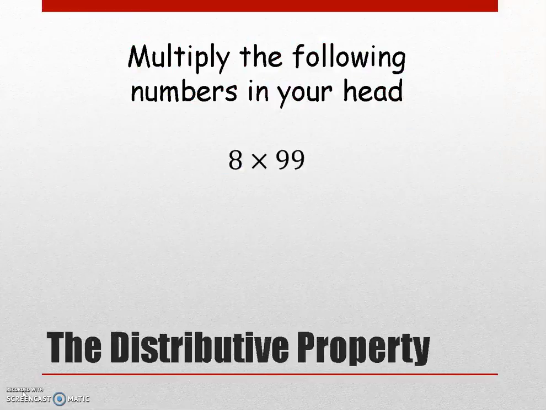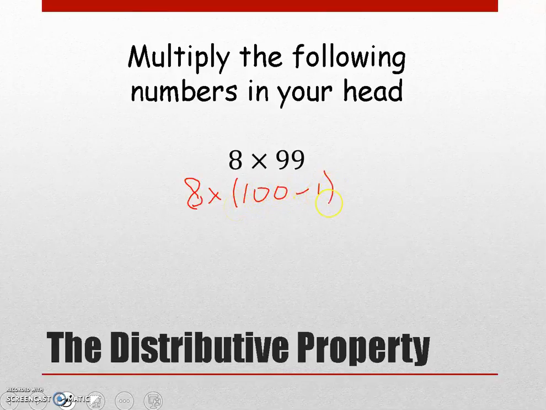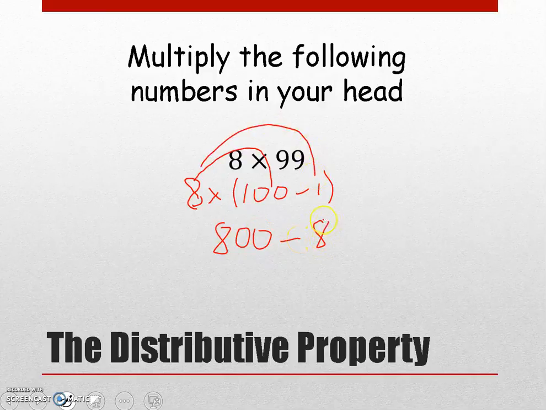Let's start with this. Can you multiply 8 times 99 in your head? Well, at first this might seem difficult, but let's change the problem to this. Let's say we have 8 times, and instead of 99, let's make it 100 minus 1, because that's what 99 is. We could take 8 times 99, or if we use the distributive property, we could take 8 times 100, which is 800, minus, and then 8 times 1, which is 8.